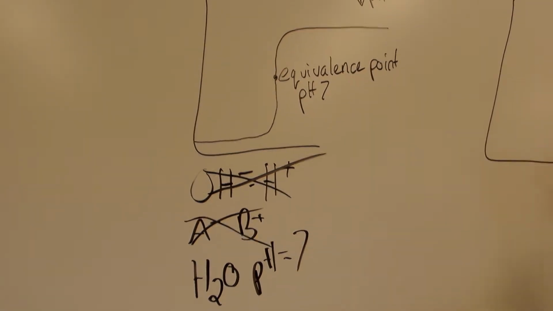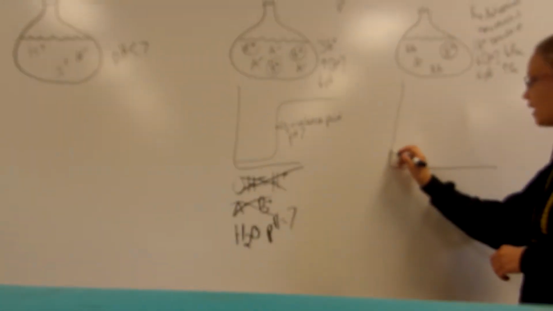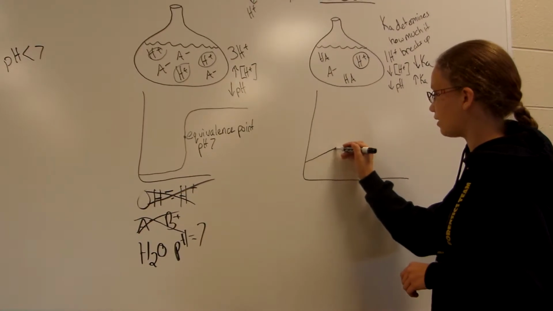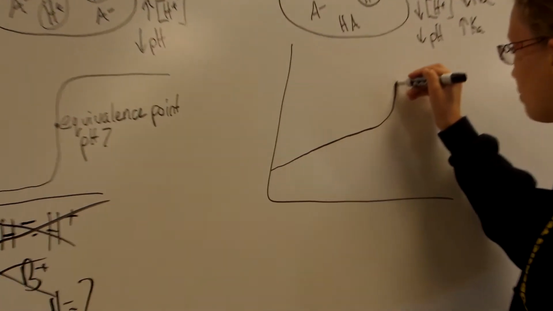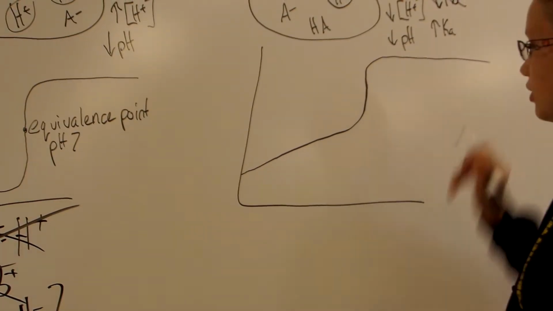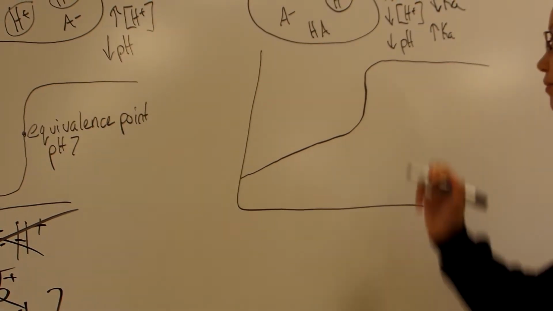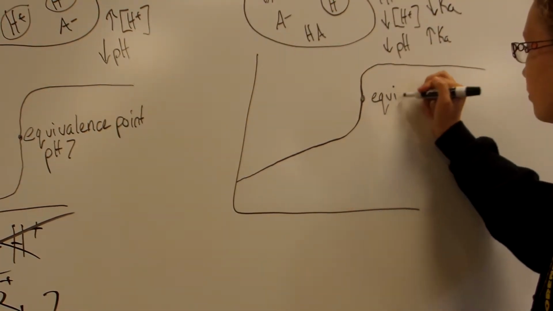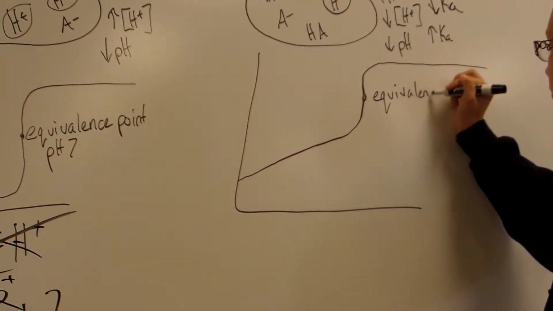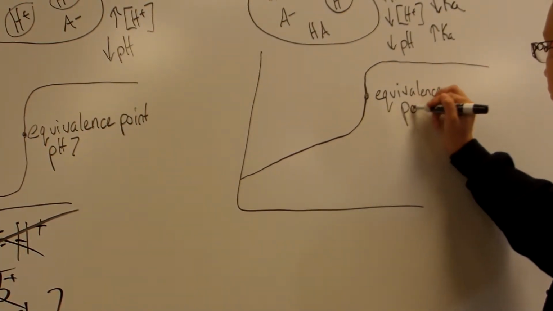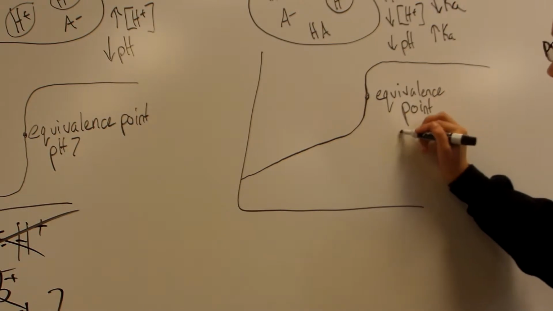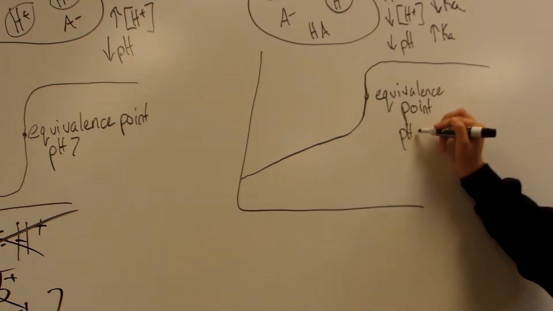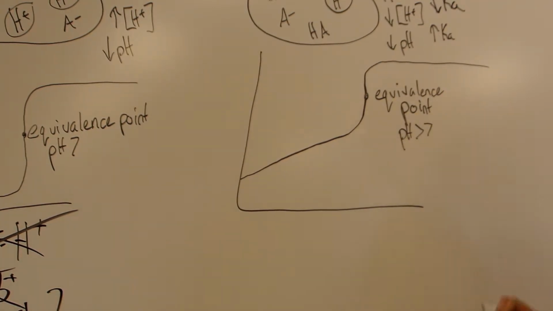For the weak acids, we're going to start at a slightly higher pH. And as we go, it's going to angle up until it reaches the equivalence point, and then it'll flatten out just like a strong acid. At the equivalence point, our pH is going to be bigger than 7. Now let's look at why that is.